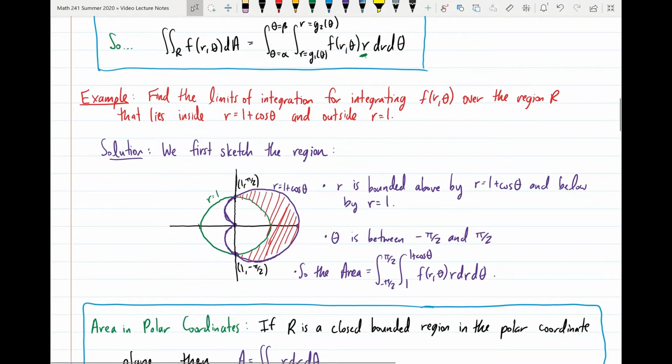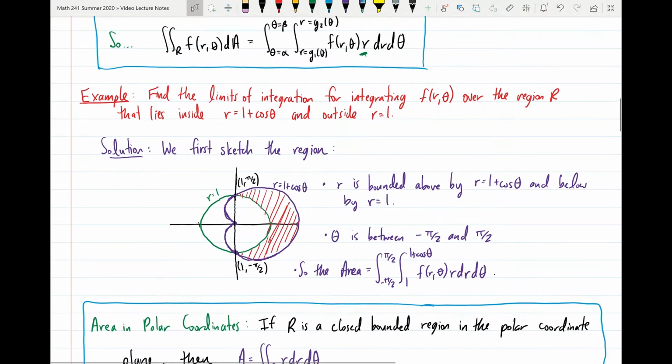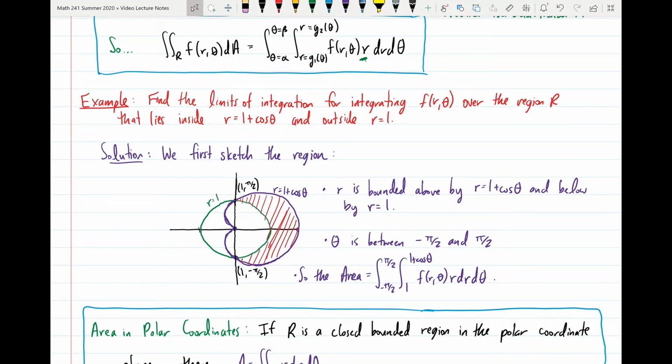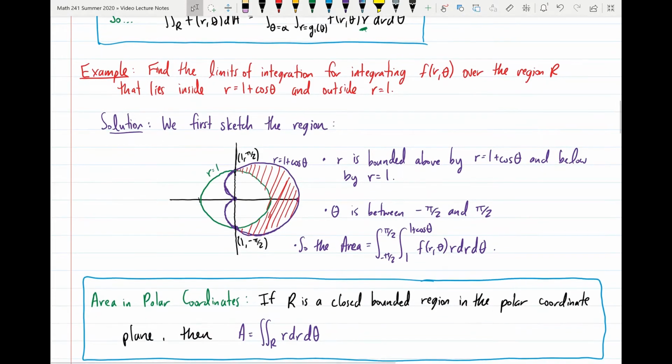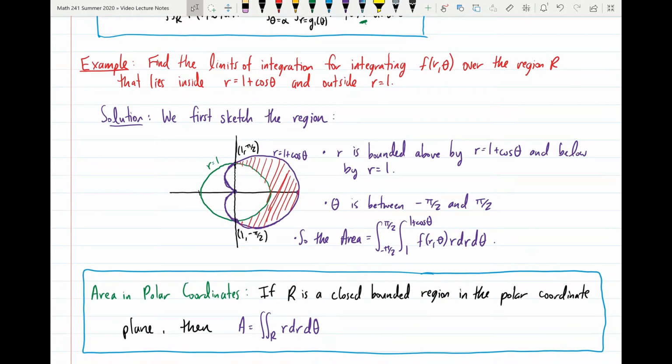And one of the questions that I ask on quiz 5, I think, uses this same region here, but you actually have to evaluate in that case. So in this case, we're just finding the limits of integration. So the first thing to do, like always, is to sketch the region. So I have a diagram that I've given on the left here.